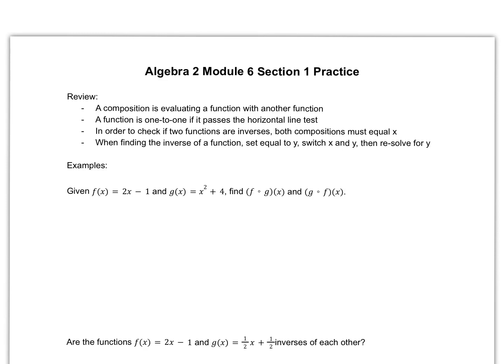In Module 6, Section 1, we introduced composition of functions and finding inverses of functions. When you're finding a composition of two functions, you're evaluating a function with another function. Previously, whenever we evaluated an equation, we plugged in a number for x to find a y value. But now, we're going to plug in an equation for a variable and get an equation out.